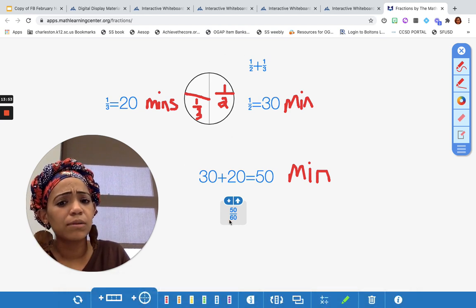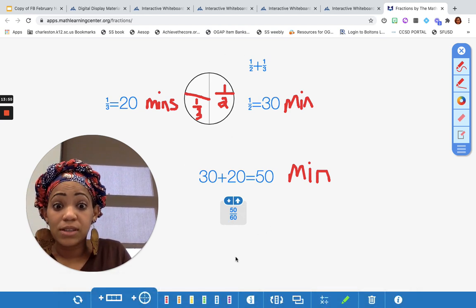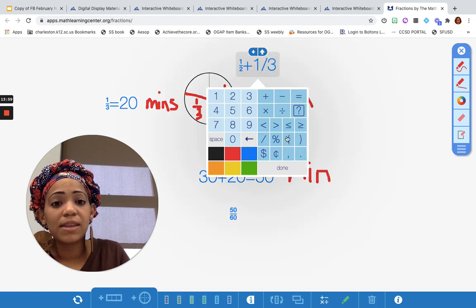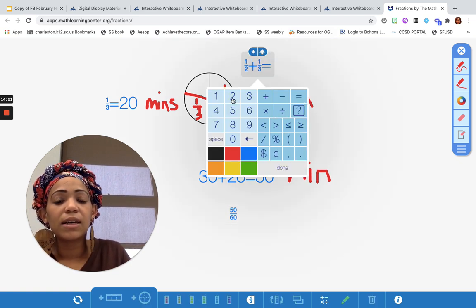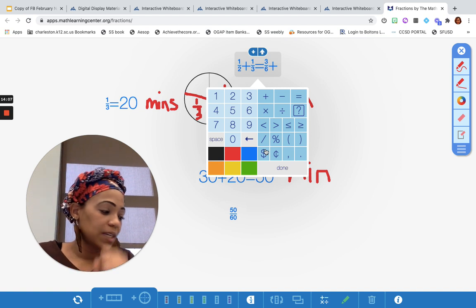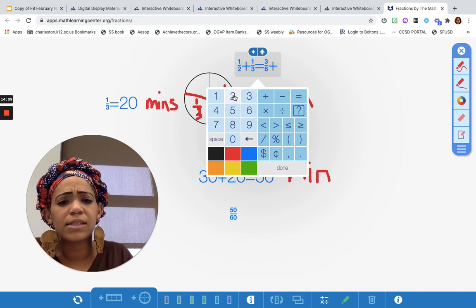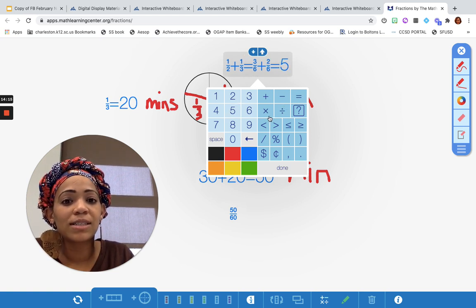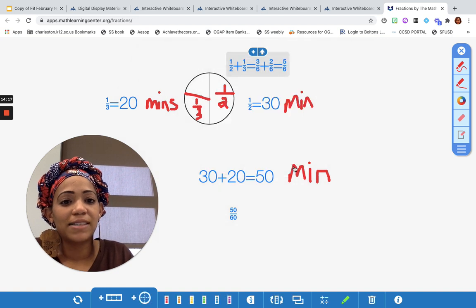I could also reduce this because I know 1/2 is the same thing as saying 3/6, and that is me creating common denominators. And 1/3 is the same thing as saying 2/6. And so therefore 3/6 plus 2/6 equals 5/6.